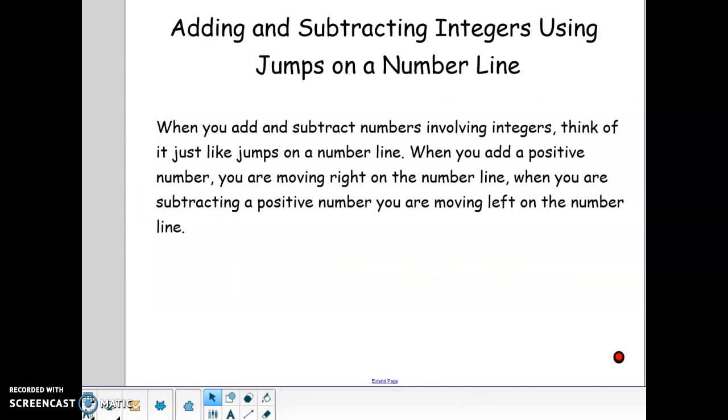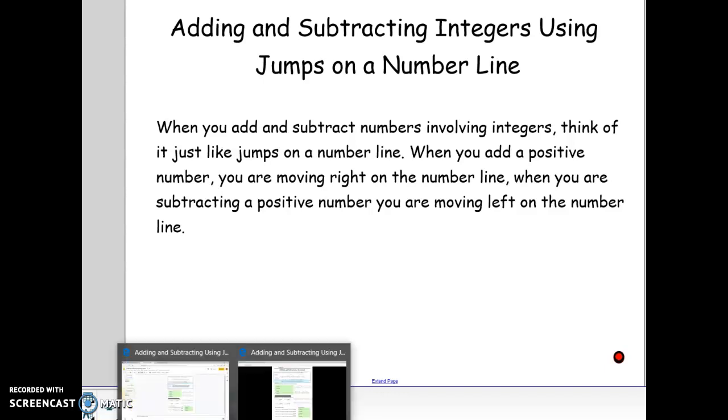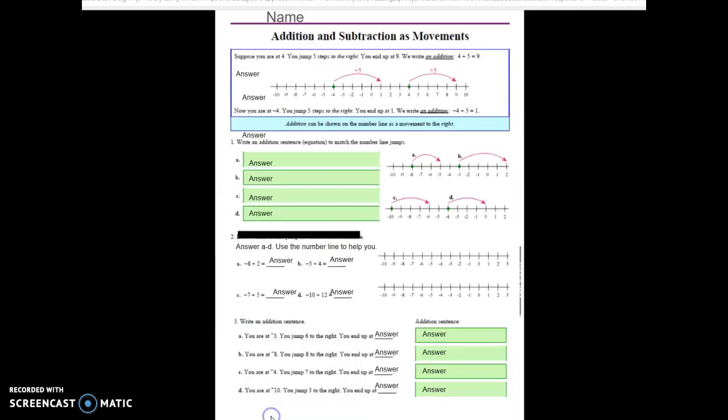Okay? So when you add and subtract numbers involving integers, just think of it like you're doing jumps on a number line, like what you did in first grade and kindergarten. When you add a positive number, you are moving right on the number line. When you're subtracting a positive number, you're moving left on the number line. Okay? So this is what your assignment is going to look like today.